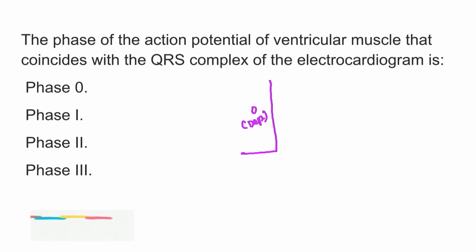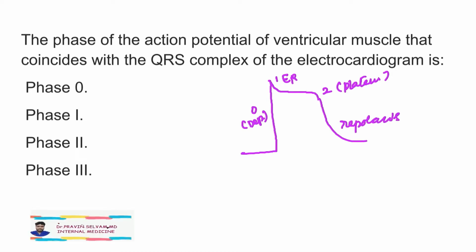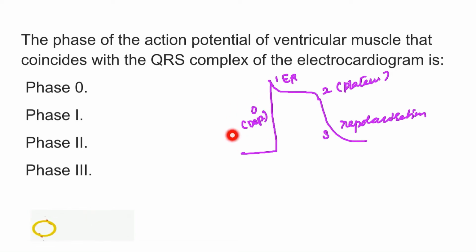Next is the phase 1, which is early repolarization. Next is the phase 2, which is the plateau phase. And the last one is the repolarization phase, this is the phase 3. So, phase 0 is the depolarization phase, phase 1 is the early repolarization, phase 2 is the plateau phase, and phase 3 is the repolarization phase.